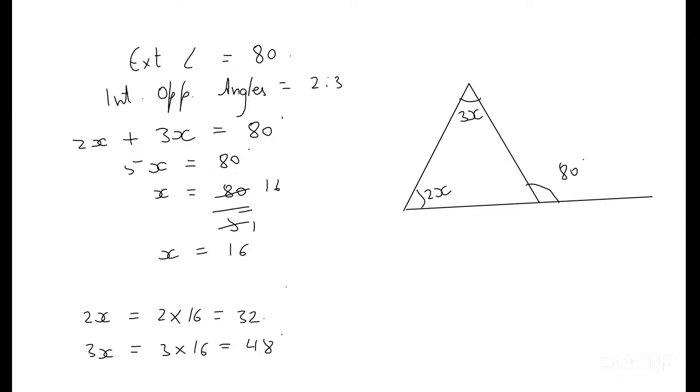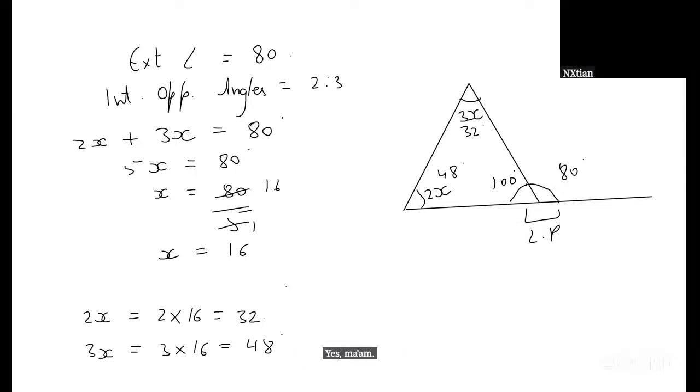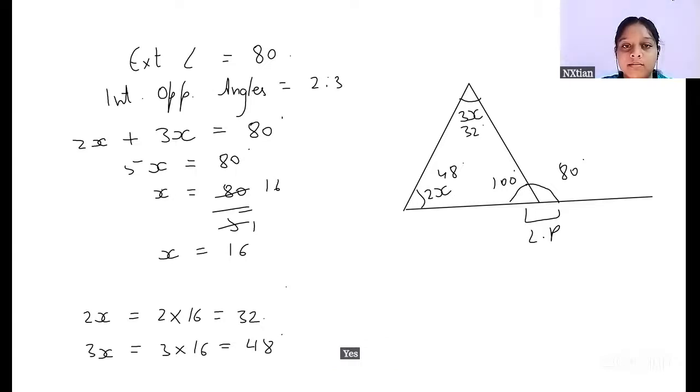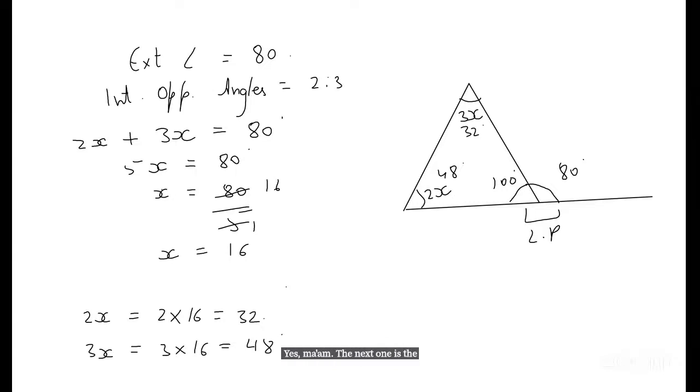And this angle will be, because this is a linear pair, 180 minus 80, that is 100 degrees. And the other angles are 32 degrees and 48 degrees. So this is clear to you now? Yes, ma'am. Okay. Any other doubts? Yes, ma'am. The next one is the Pythagoras theorem question.